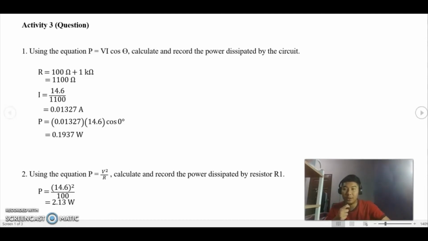Now I'm going to present about activity 3, which is the equation. So for the first one, we need to use the equation P equals VI cos theta to calculate and record the power dissipated by the circuit.